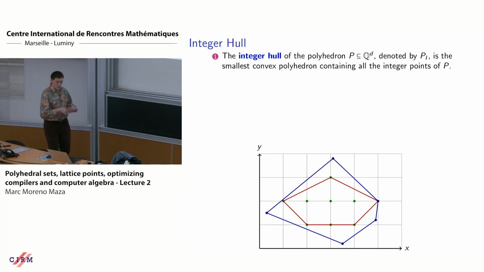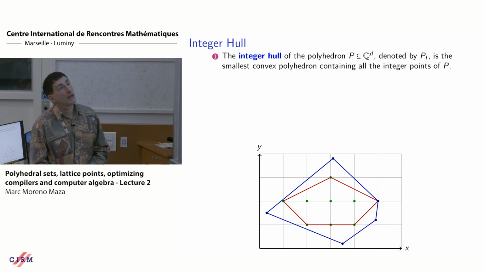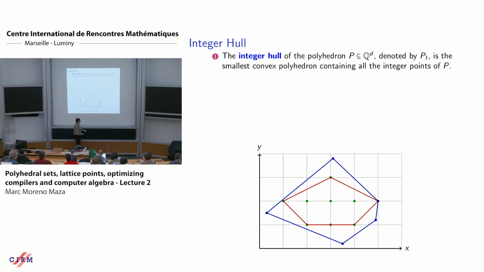So let's give a few definitions around the integer hull. The integer hull of a polyhedron P is the smallest convex polyhedron containing the integer points of P. Here we have a simple example. Our input is in blue. This is a polyhedron, and we want to describe the red polyhedron, which corresponds exactly to the integer points of the blue polyhedron, and in particular, its vertices are integer points.